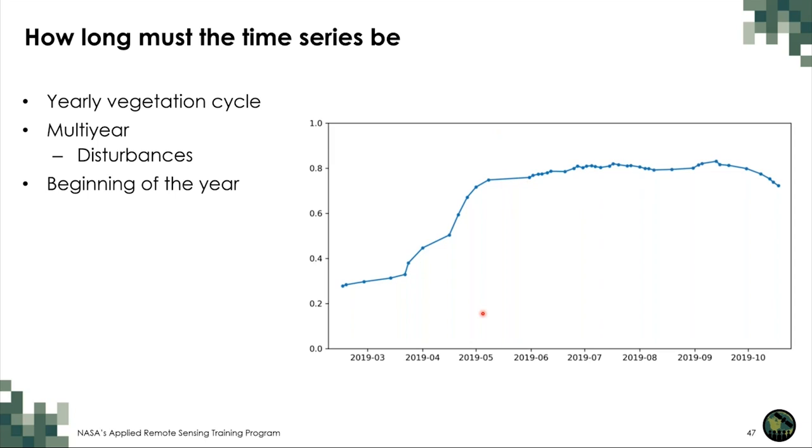Why is this important? Because if we would have to have the whole yearly time series development, this would mean that we would be able to do the classification at the end of the year, basically for the previous year. But what we would like to do is to be able to do the classification in the beginning of the year and to be able to classify after a couple of months.